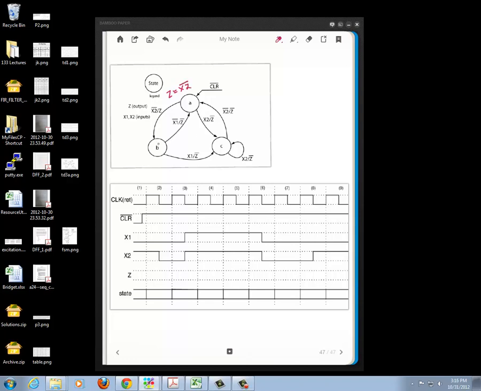Alright, now let's look at the B state. In the B state, we have the output Z being 0 no matter what. So we're going to say from that state Z is going to equal 0. In C, let's look at our two output transitions. We have this one here, X2 not, Z not, and then we have X2, Z not. So again, our output Z is going to be 0 no matter what.